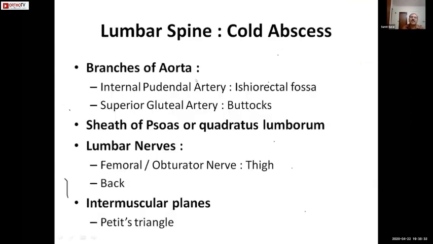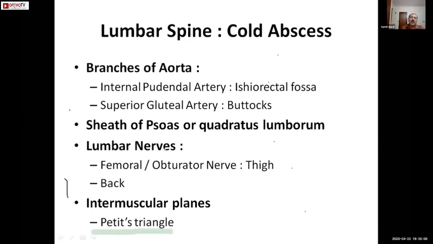So it can go from the internal pudendal artery even up till the ischiorectal fossa. It can follow the superior gluteal artery to the buttocks. I remember 2-3 months back, a patient came to our orthopedics ward referred from surgery because there was an abscess in the buttocks and they had done an I&D, and later it turned out to be a cold abscess from the spine. So the cold abscess can go along the sheath of the psoas or quadratus lumborum.